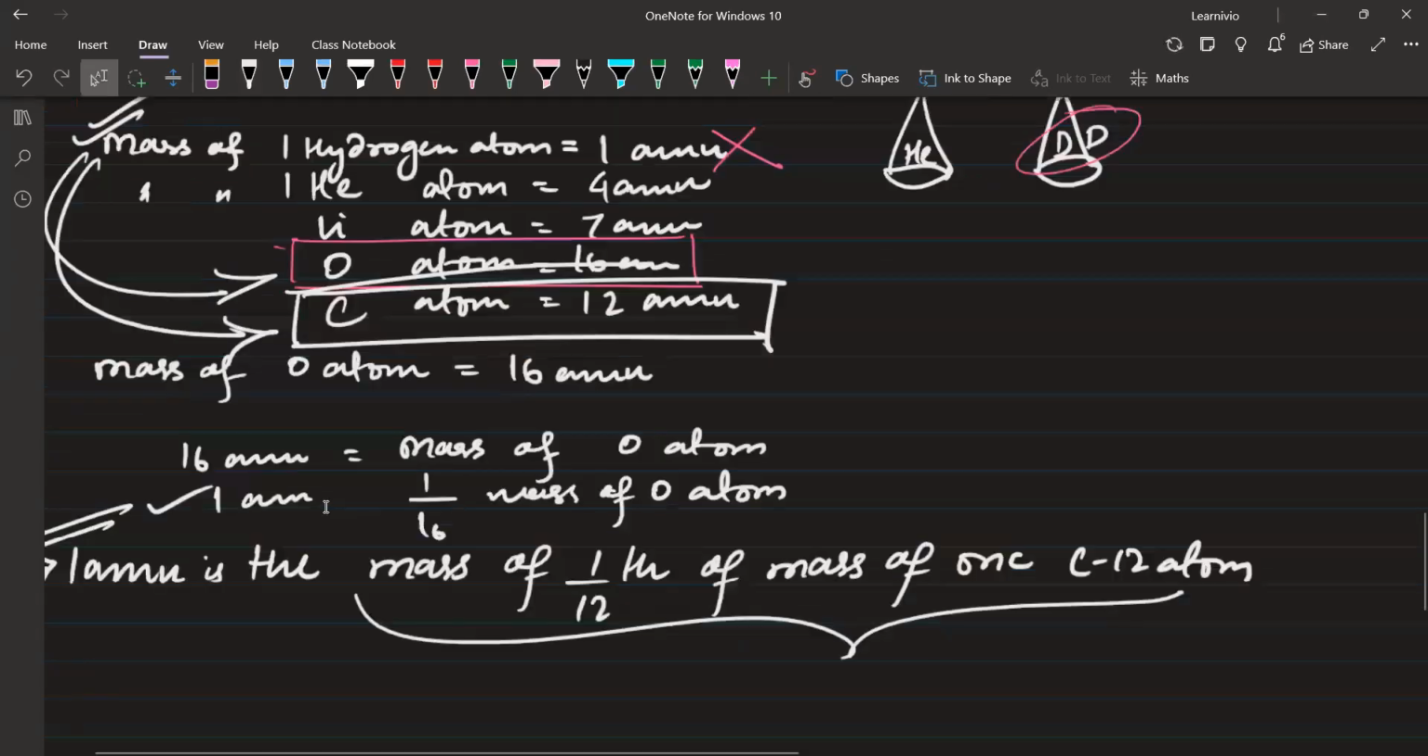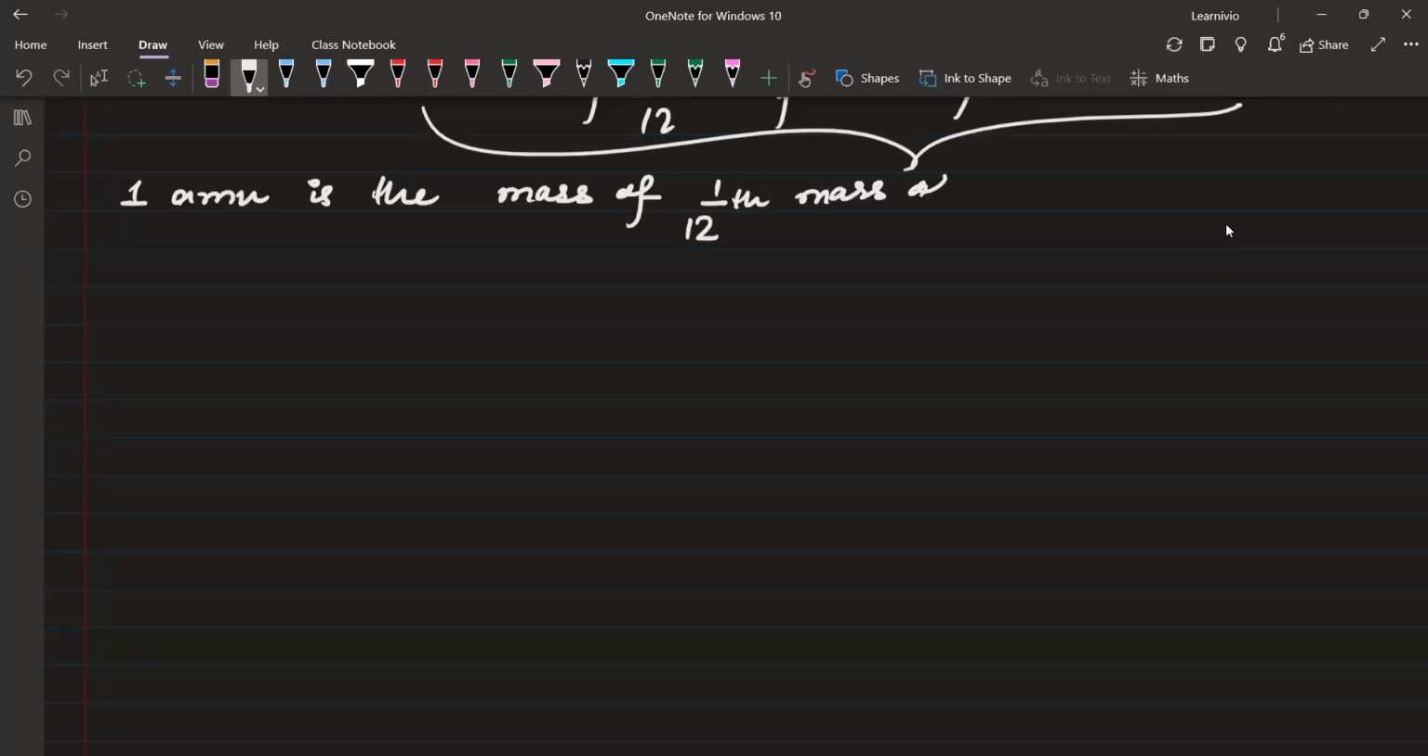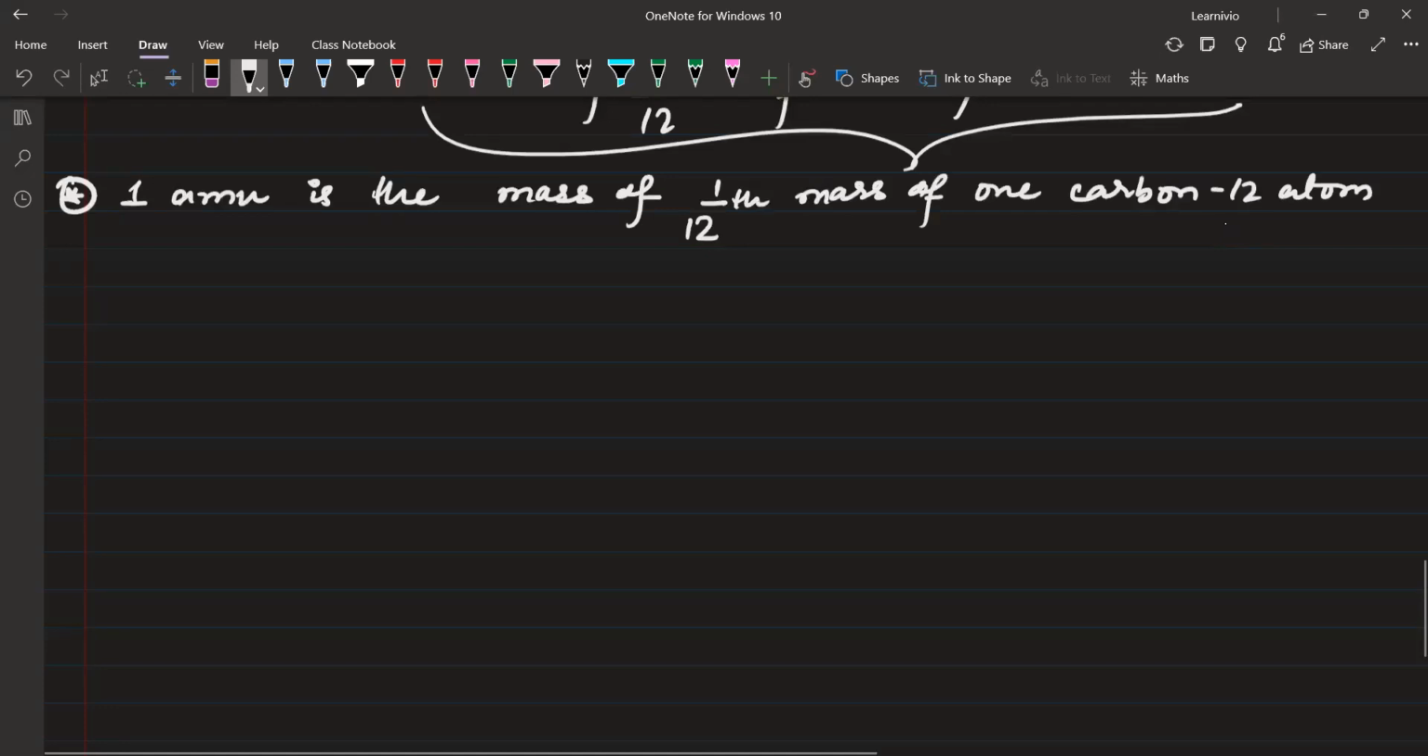You write one more thing. You will write properly: 1 AMU is one 12th mass of one carbon atom, or rather one carbon-12 atom. Okay, so this is the first thing that you have to memorize. What is 1 AMU?